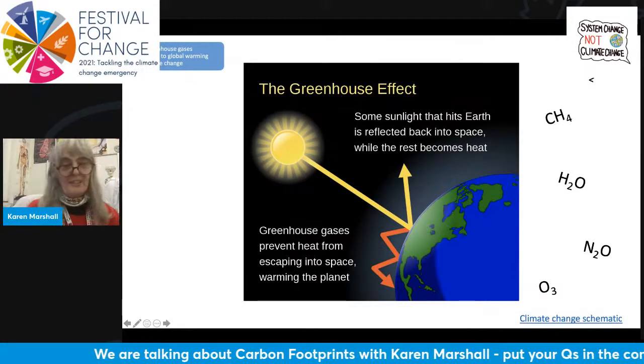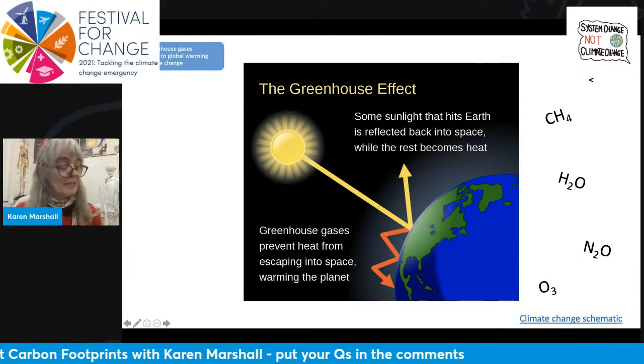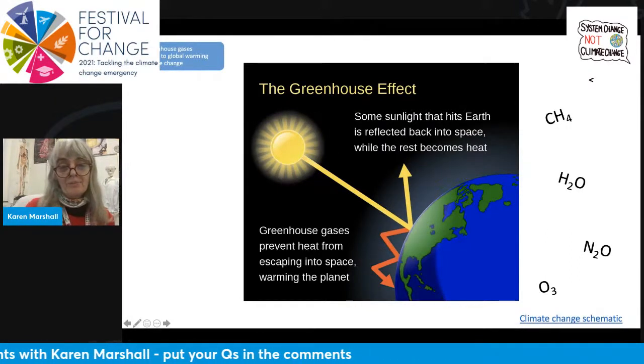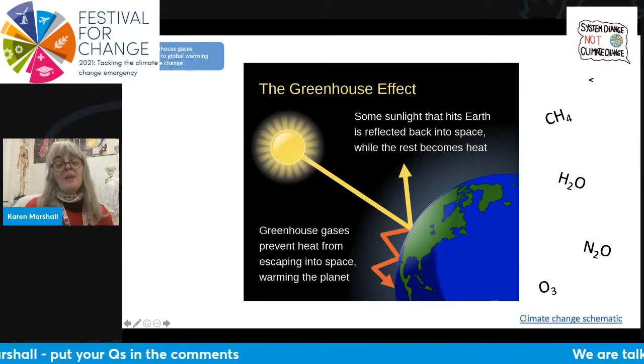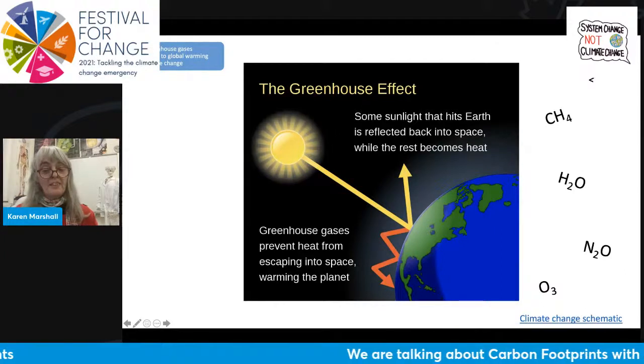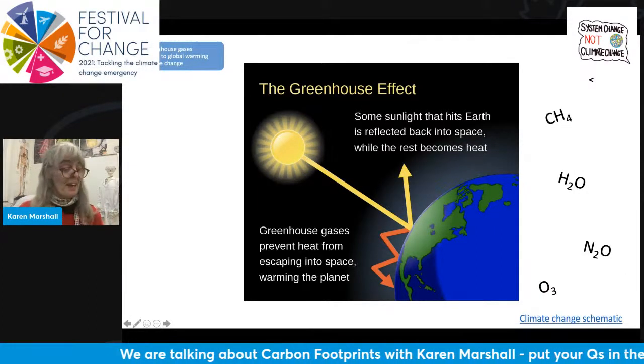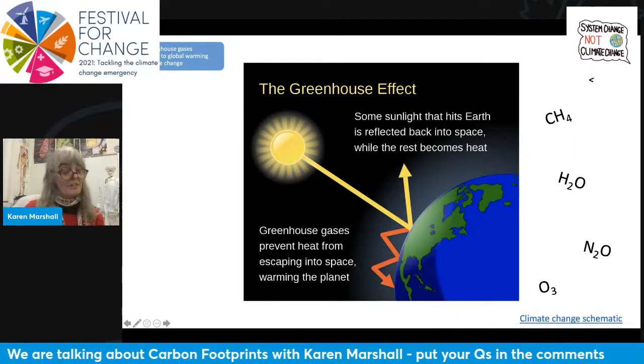What is the greenhouse effect? Well, our planet is surrounded by layers of different gases, which we call the atmosphere. And some of these gases will absorb the reflected infrared radiation from the Earth. And this has the effect of warming up the atmosphere. It's a natural effect and is needed for us to be able to live on this planet.